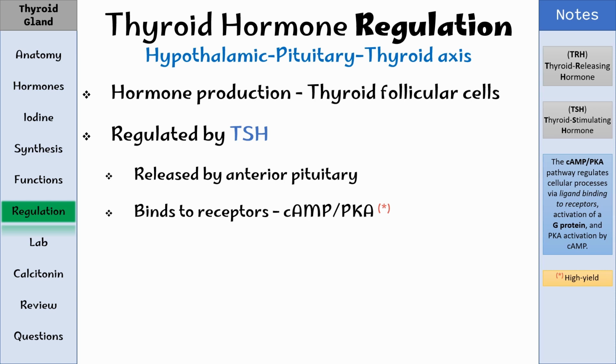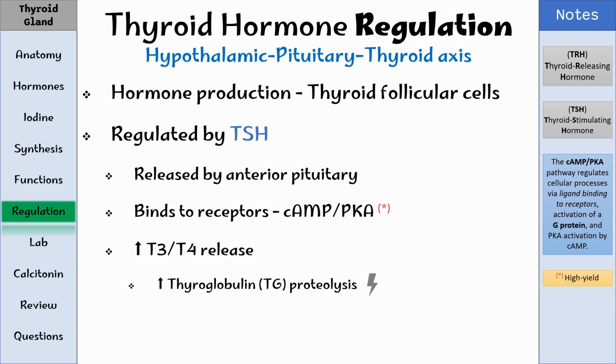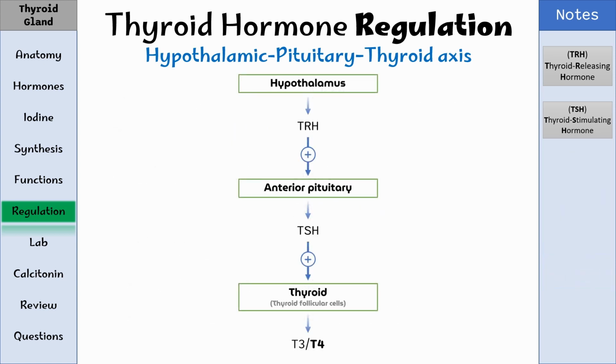TSH triggers various mechanisms to enhance the release of thyroid hormone. It can rapidly increase the amount of T3 and T4 released by increasing thyroglobulin proteolysis, and it can also have a slower but sustained effect by promoting the growth of the thyroid gland and the synthesis of thyroglobulin. When the levels of thyroid hormones in the plasma rise, they produce a negative feedback inhibition on the hypothalamus to produce less TRH, and also on the anterior pituitary to become less sensitive to TRH stimulation.